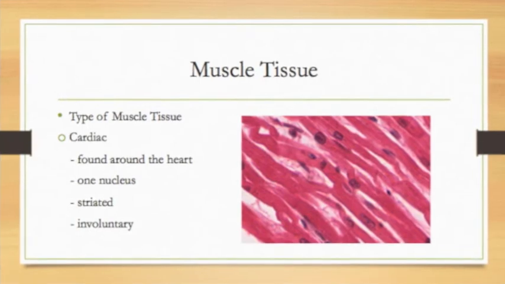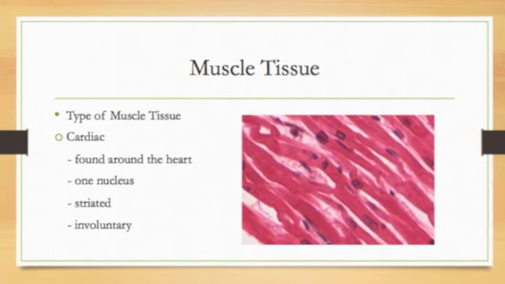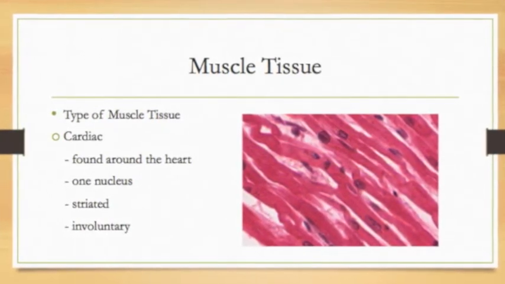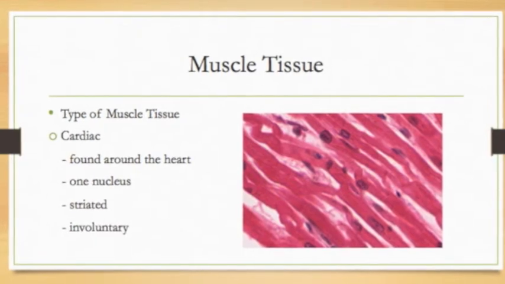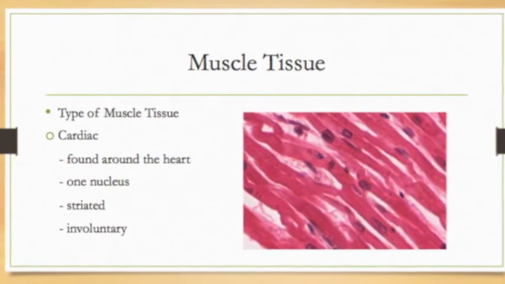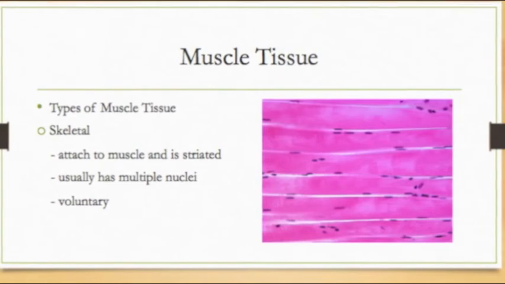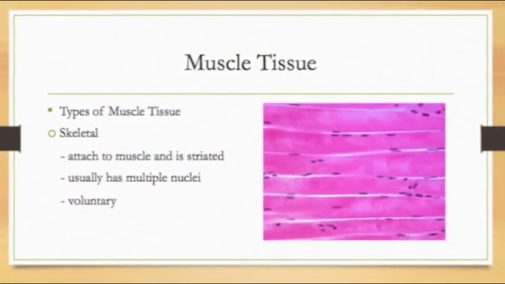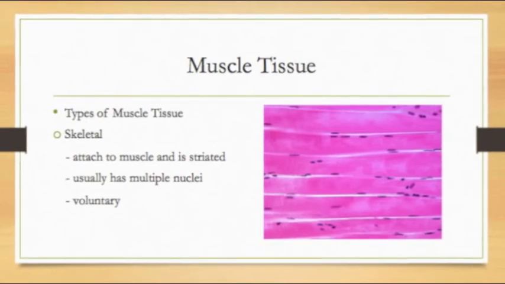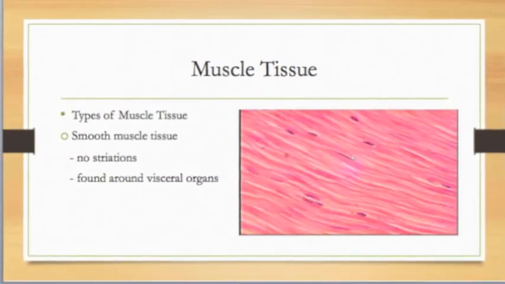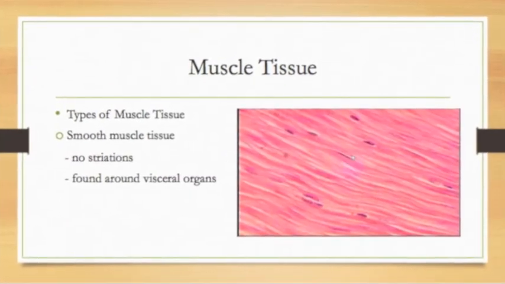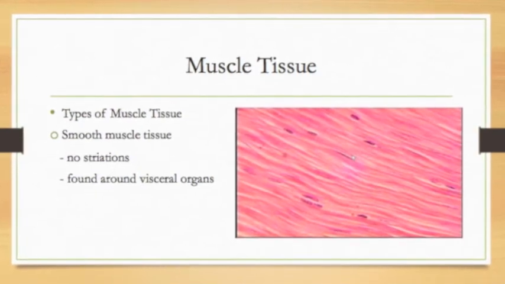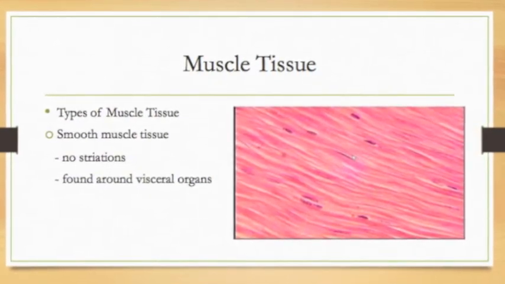Types of muscles are cardiac, found around the heart, one nucleus, striated, and involuntary. Then there's skeletal, which is attached to the skeleton and is striated, usually has multiple nuclei, and is voluntary. Then there's smooth muscle tissue, which has no striations and is found around visceral organs.